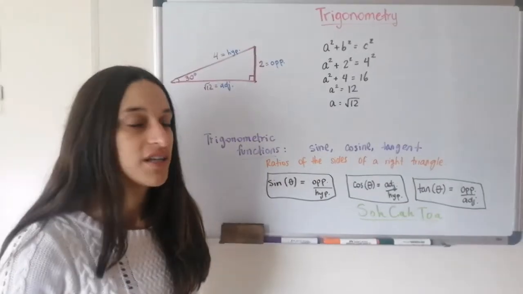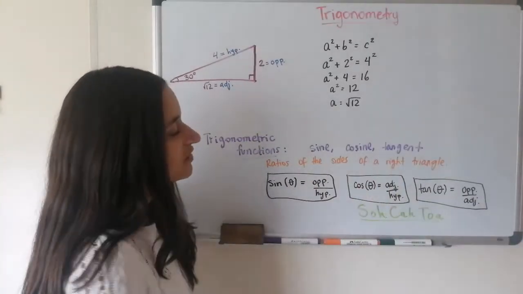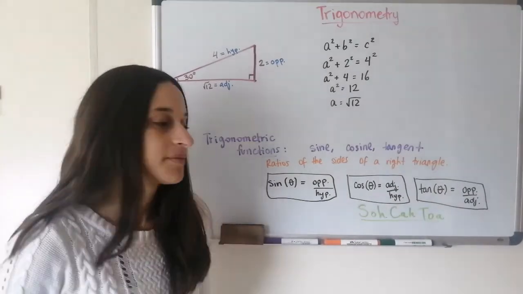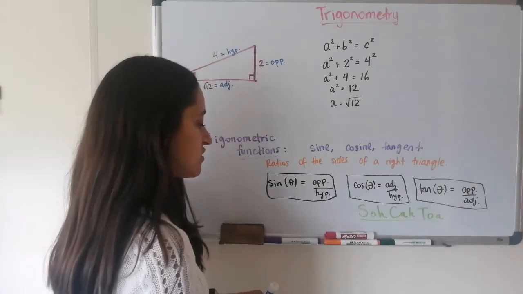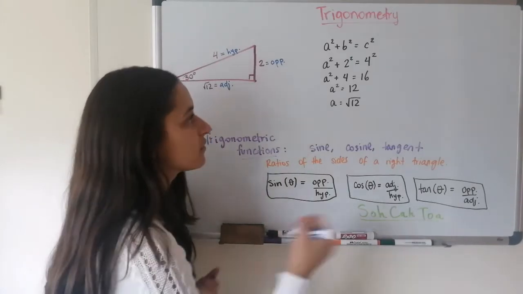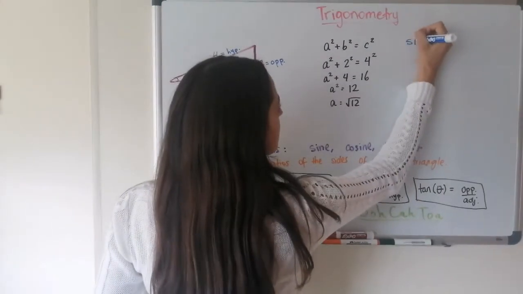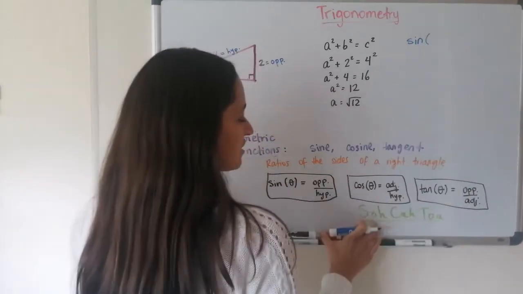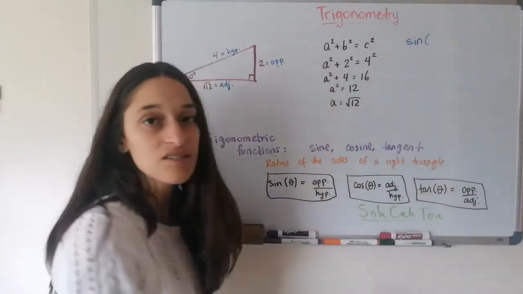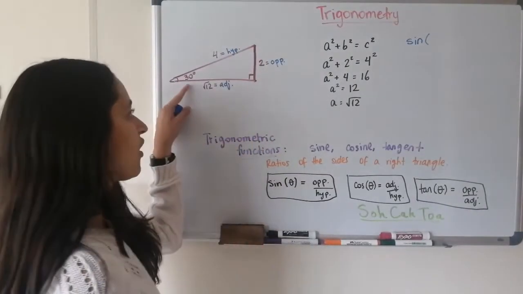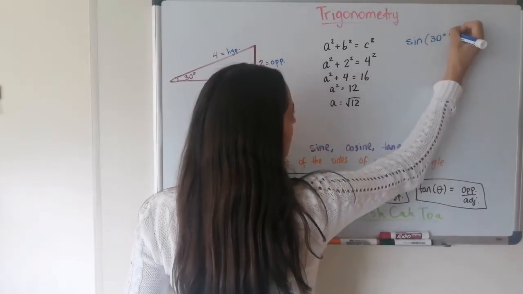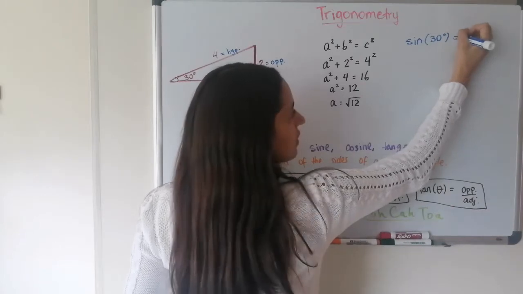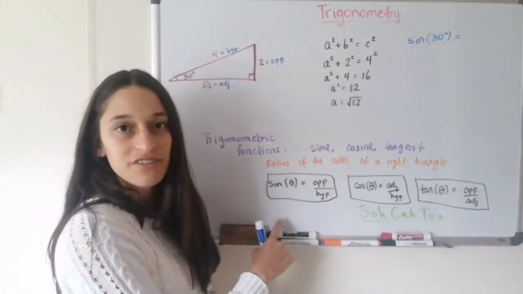Now let's try to calculate the sine of 30, the cosine of 30, and the tangent of 30. So how do we use these functions? What we do first is write down sine of 30. So we put sine, and always inside of the parentheses, we're going to put the angle. Because we're talking about this angle over here, we change the theta for 30 degrees. Equals. So we go back to our definition.